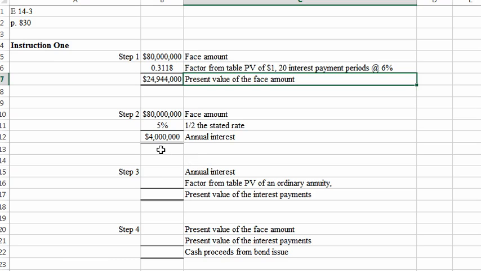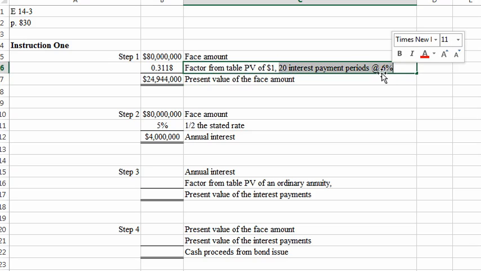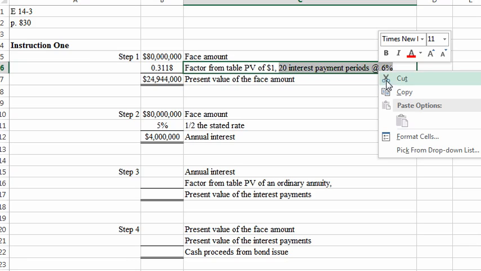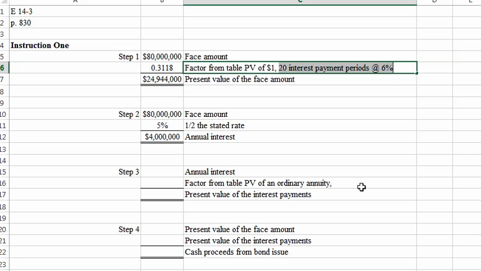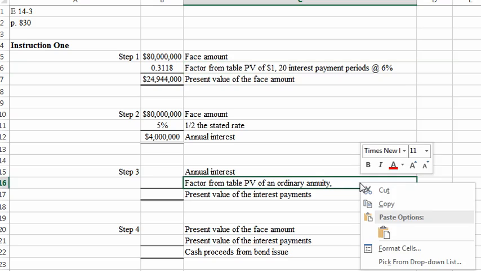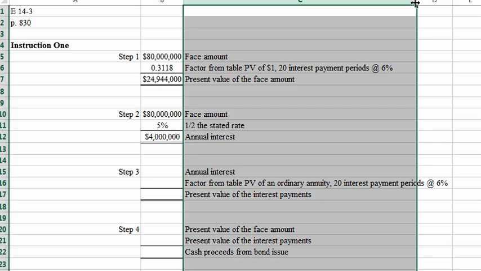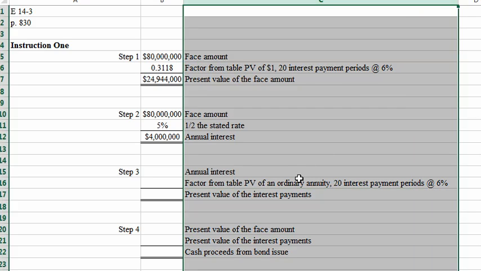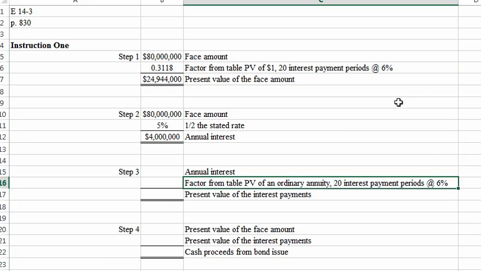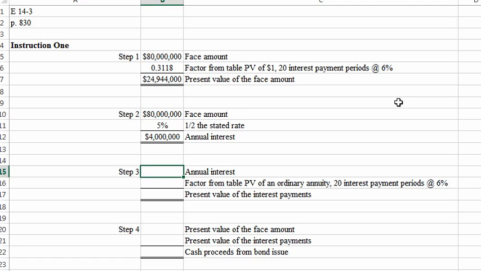All right, what is $4 million every 6 months for 10 years? What is that worth in today's dollars? Well, we're going to use the same 20 interest payment periods at half the market rate. So 20 periods at 6%. Okay, so our semi-annual interest was $4 million.